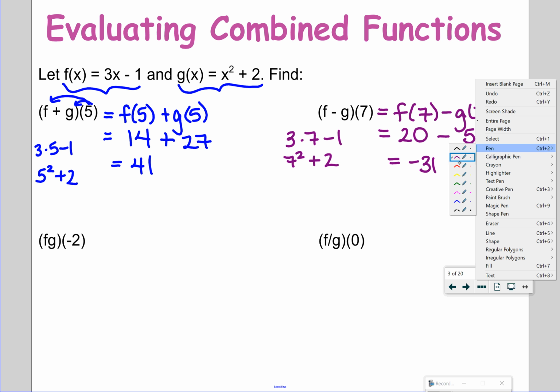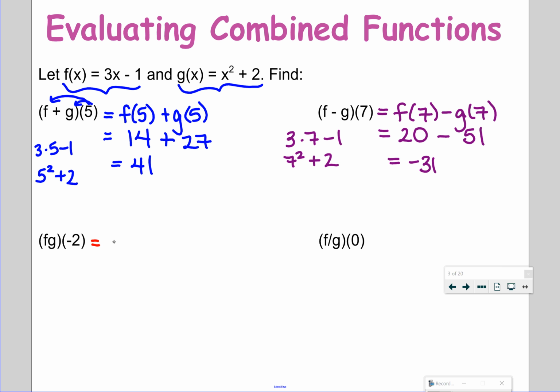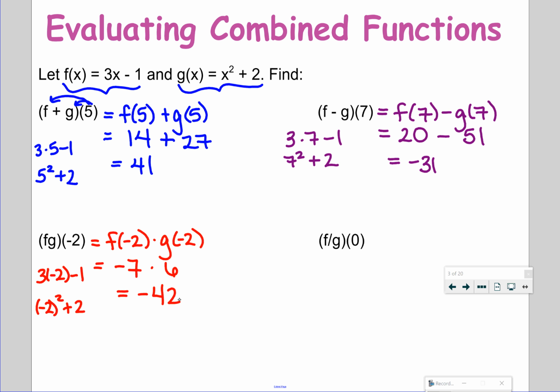F times g of negative 2, I'm going to rewrite it as f of negative 2 times g of negative 2. And again, plugging negative 2 into both of my functions. 3 times negative 2 minus 1, that's a negative 6 minus 1, so a negative 7. If I do negative 2 squared plus 2, I get 4 plus 2, which is 6. And if I multiply those together, my final answer will be negative 42.